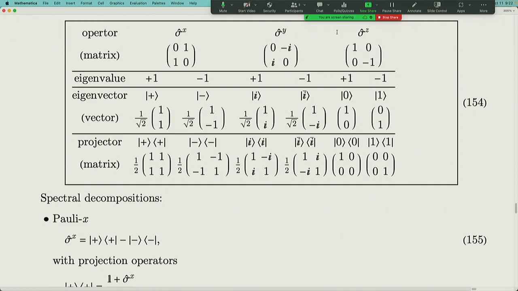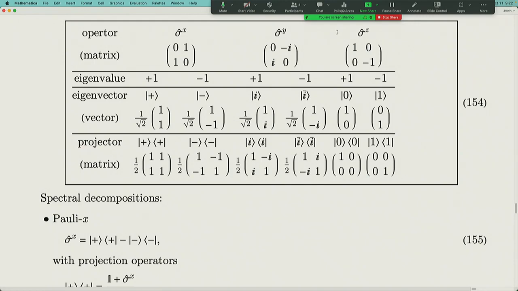Within the subspace, the state vector doesn't change, but out of the subspace, the component of the state vector will be projected to 0, basically. So, for example, this plus projection operator basically projects out this 2-dimensional Hilbert space and projects it to the 1-dimensional subspace specified by this vector.